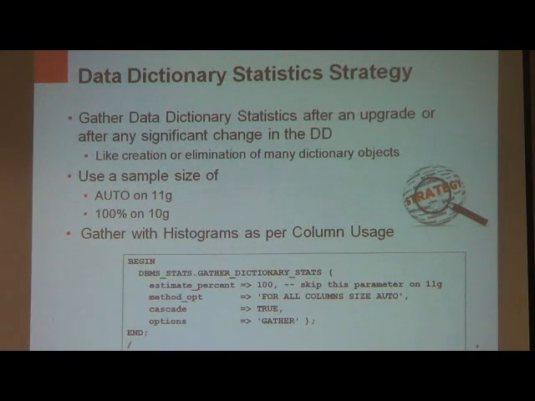more often. I suggest here to use an auto sample size on 11G, and if it's on 10G, instead of using the auto sample size, use 100%. It is fine if you do this, putting histograms in the columns that are used. So look at this code here. It says, for all columns, size auto. This size auto means if the column is referenced on a predicate, go ahead and do it. Okay?